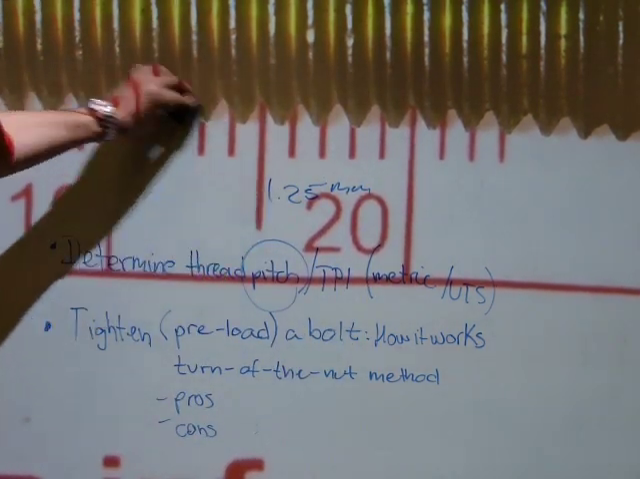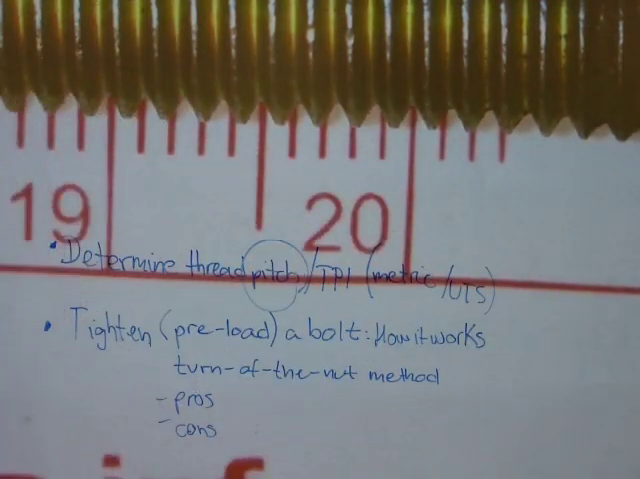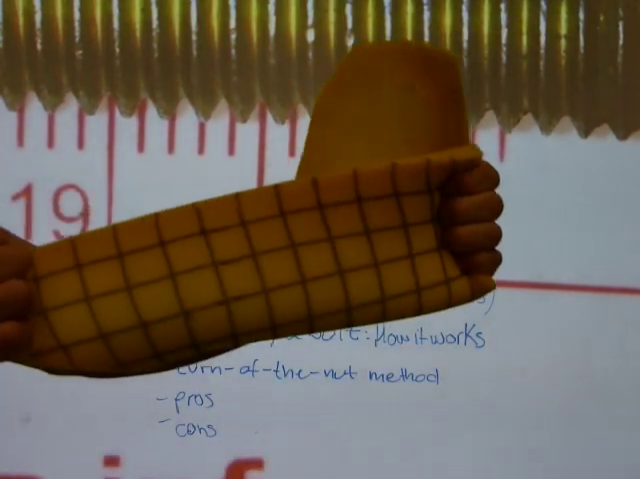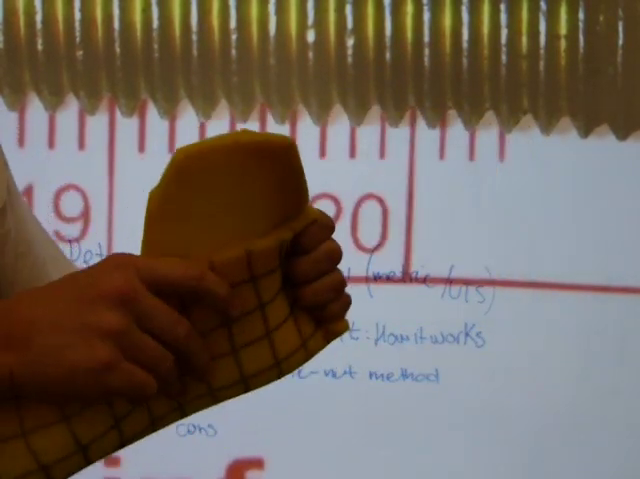1.25 millimeters, and on the previous one it was 18 TPI. Now, how preloading and tightening works. I have this piece of foam here, and okay, this is going to be a bolt now.